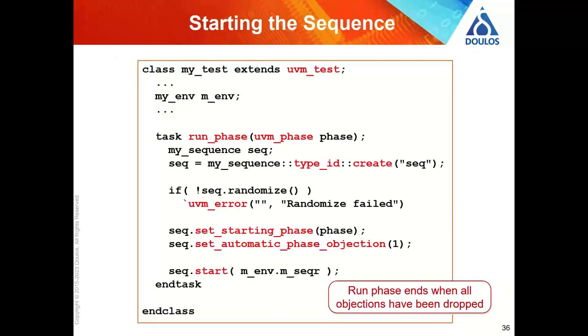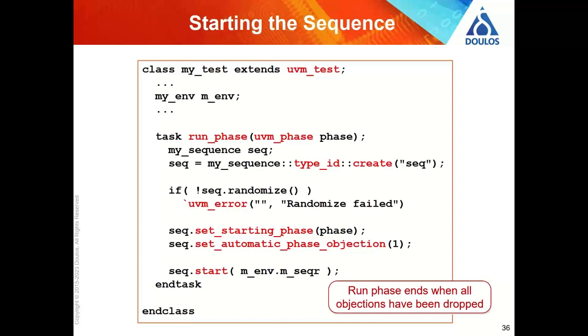In our test, we've got a bit more to do now, because in the run phase we need to create that sequence. The environment has a sequencer and a driver, but we still need to create a sequence object for the sequencer to run. So here we're creating the sequence object, and then randomizing it, and then before we start it running, we're going to use an alternative way of raising and dropping objections.